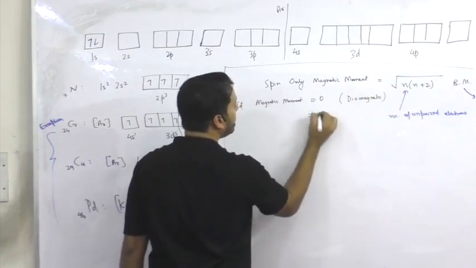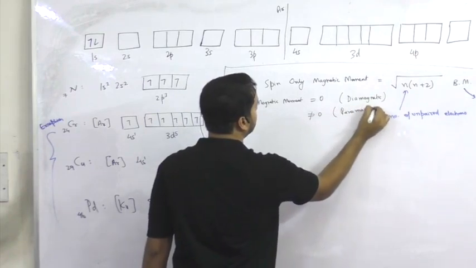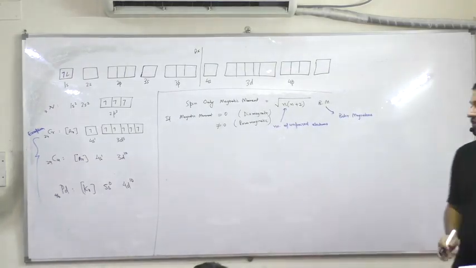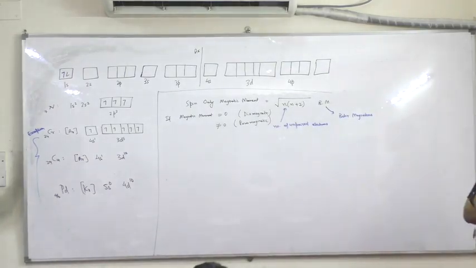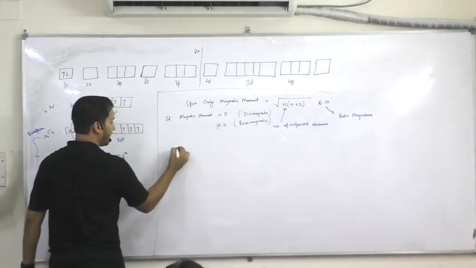And if it is not equal to 0, we say it is paramagnetic. Okay. If the magnetic moment, which is calculated as square root n into n plus 2 BM, is 0, we say that the atom is diamagnetic. If it is not equal to 0, we say it is paramagnetic. Clear? So, can you calculate the magnetic moment for iron?